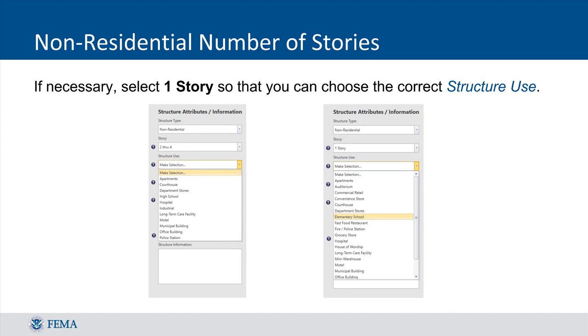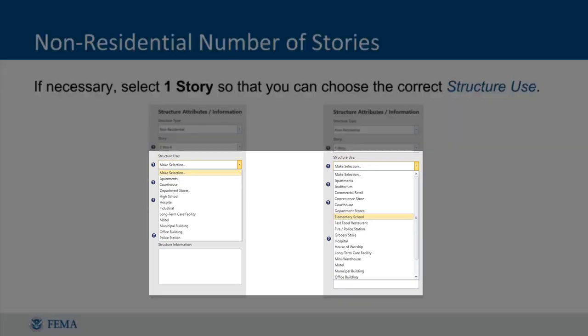In this case, you would select one story as the number of stories so that you could choose the appropriate structure use, even though the number of stories you selected is actually not accurate. That is to say, trying to choose the most appropriate structure use should take precedence over trying to choose the correct number of stories when completing a non-residential assessment.